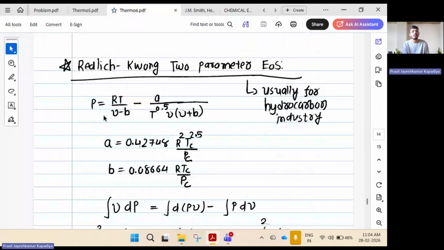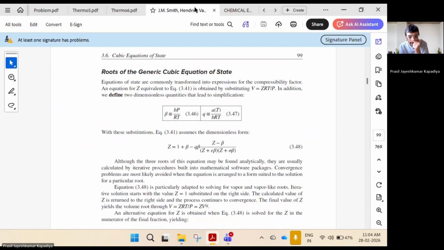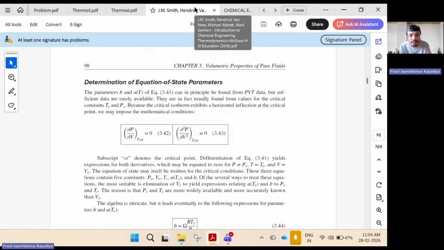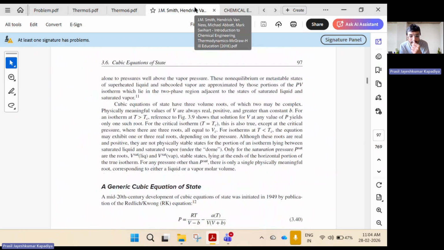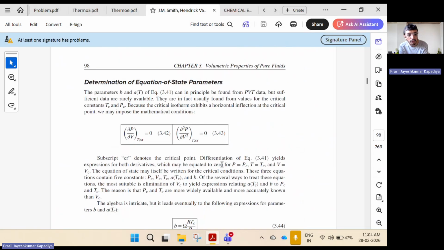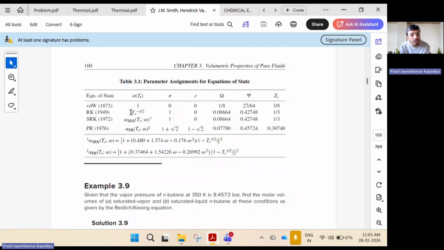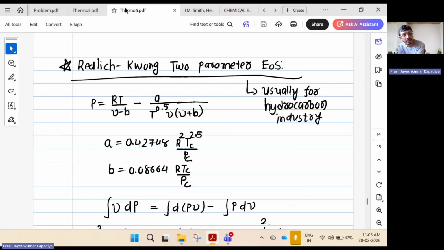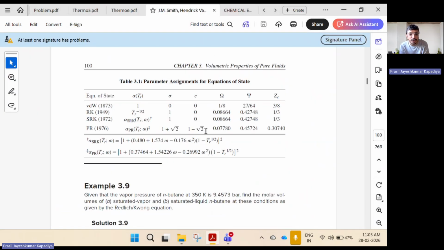This is the equation. P is equal to RT divided by V minus B, minus A divided by T raised to 0.5 V plus B. It is the same. This is my equation. RT divided by V minus B minus A of T. What is A of T? For the RK equation of state, that is the square root of TR, TR to the power 0.5. Here my epsilon is also 0 and sigma is 1.